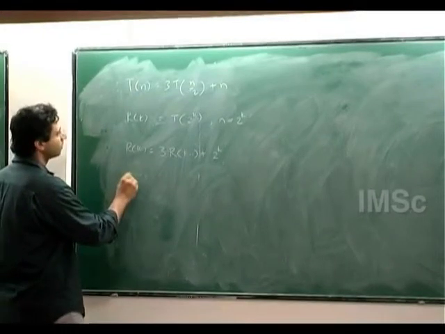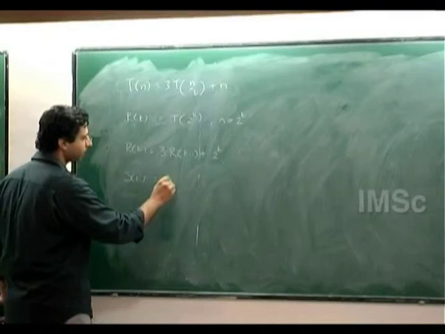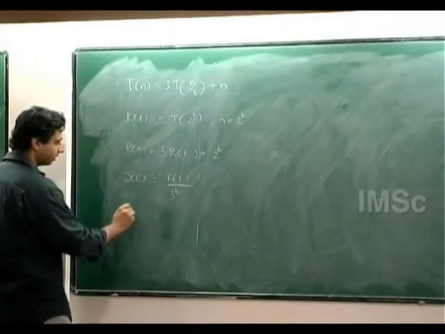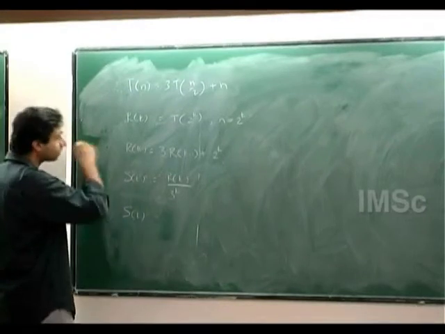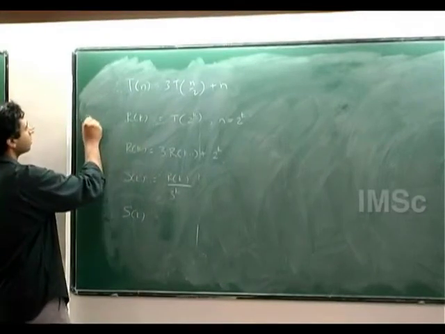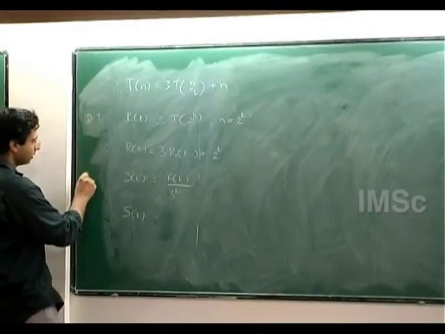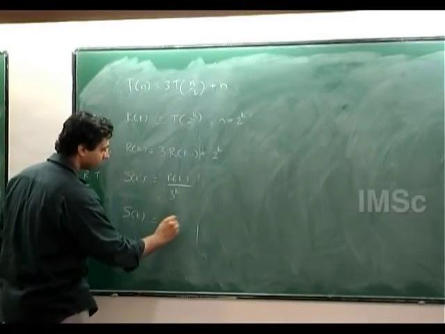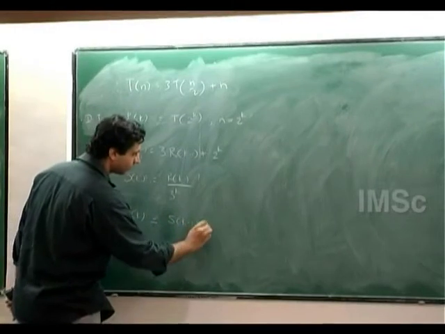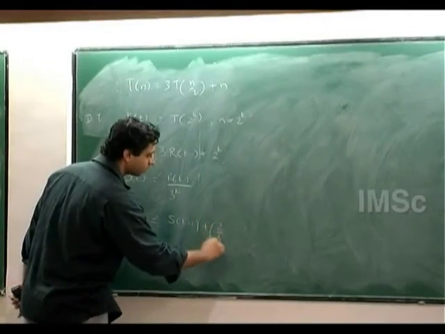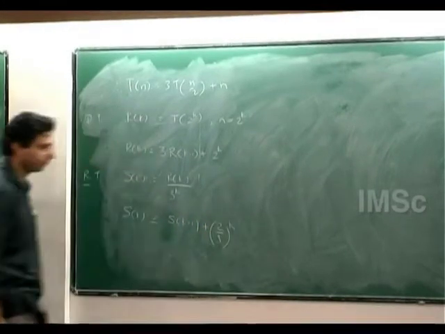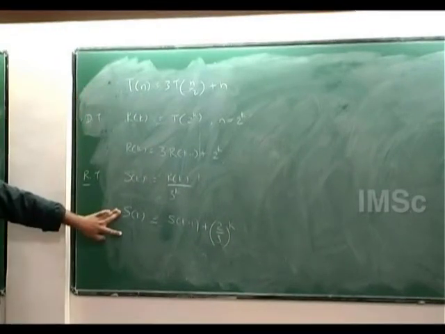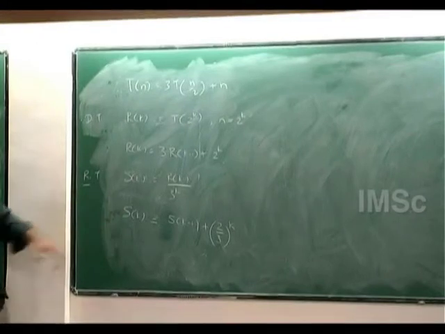I define S of k to be R of k divided by 3 raised to k. So this is the domain transformation, this is the range transformation, and doing the range transformation, I get S of k is S of k minus 1 plus 2 by 3 raised to k. Okay. So we have reduced this recurrence into this fundamental recurrence. Now I can solve this fundamental recurrence.